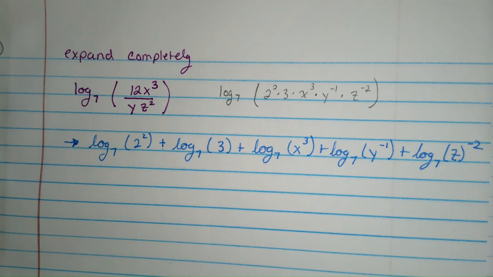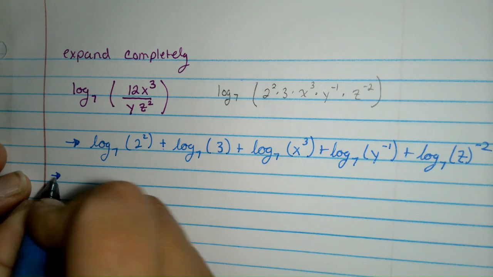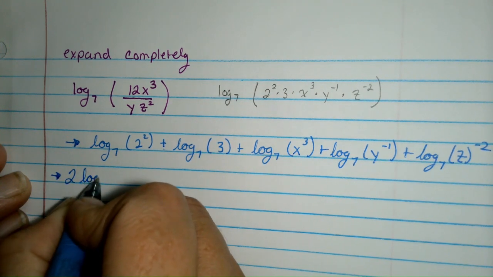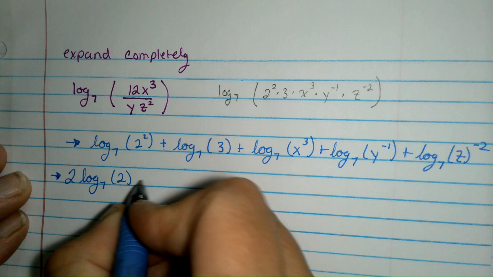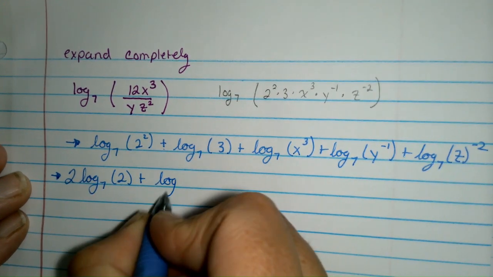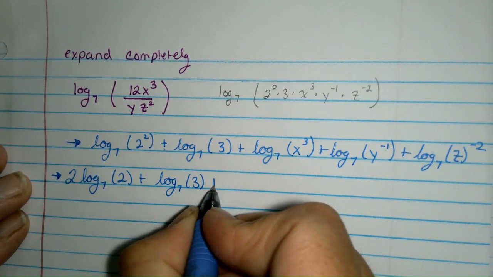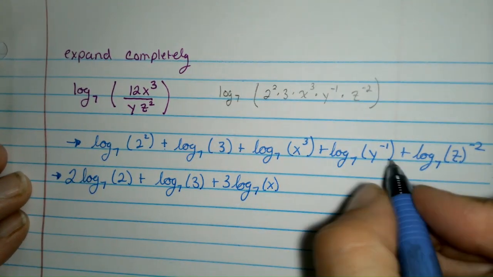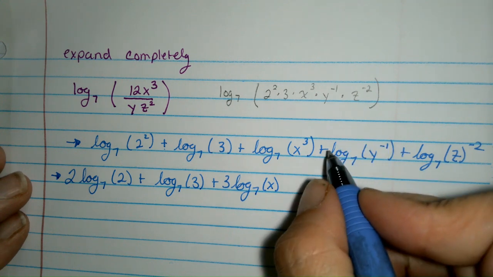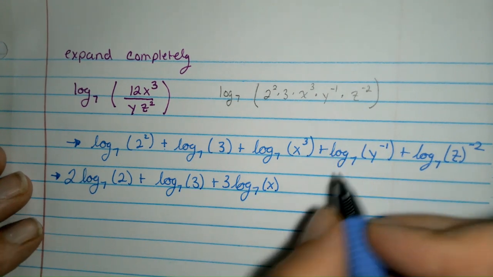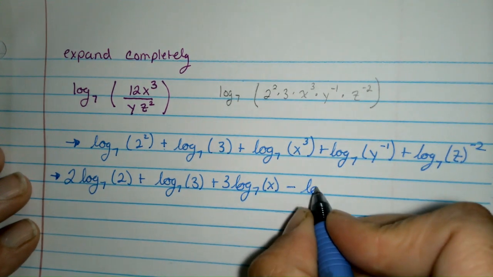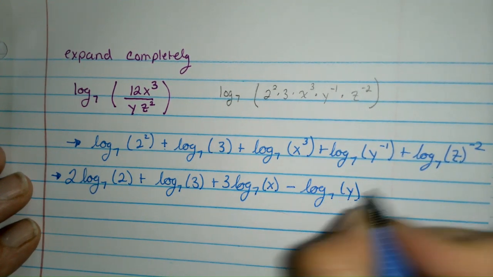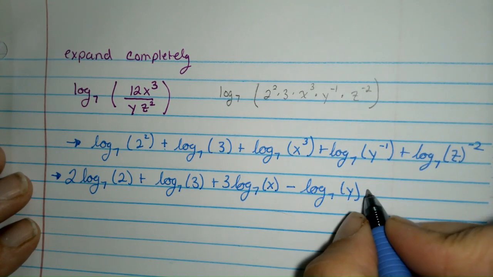However, we also don't like exponents when we expand completely, so now we're going to move those powers in front using the power rule. 2 log 7 of 2 plus log 7 of 3 plus 3 log 7 of x. Now notice that we're going to put a negative 1 in front. So instead of writing plus negative 1, I'm going to write minus 1. And the same thing here, instead of plus negative 2, I'm going to write minus 2.